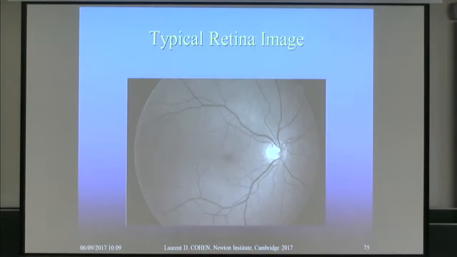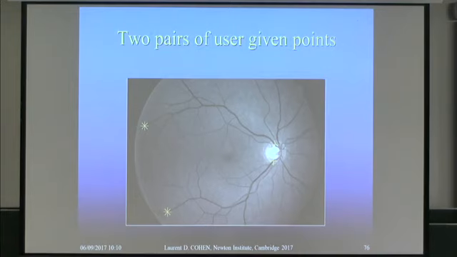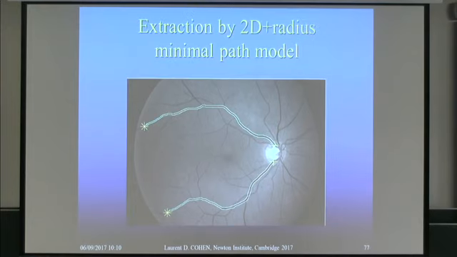Here are examples in retina images where we have been working. Here you give two examples, two pairs of points. This point connects to this one and this one is connected to this one. And here is the result, where the red curve is the center line and the blue curves are the boundaries of these vessels.